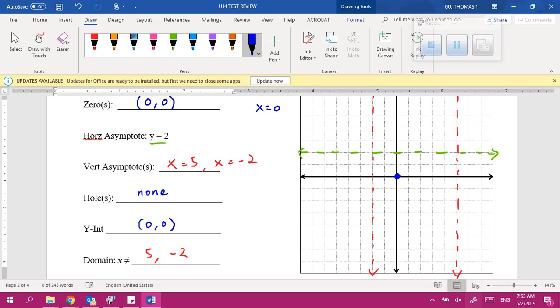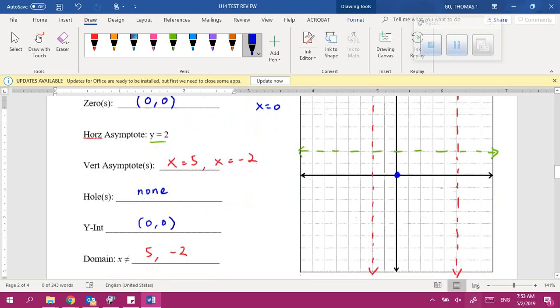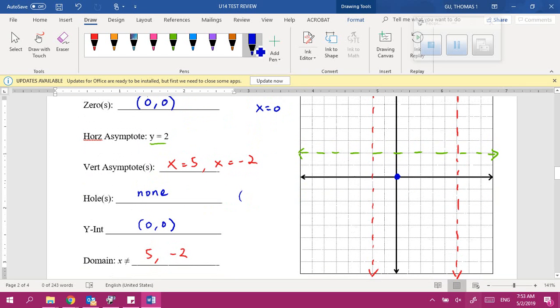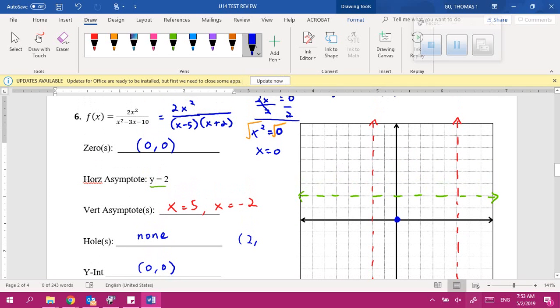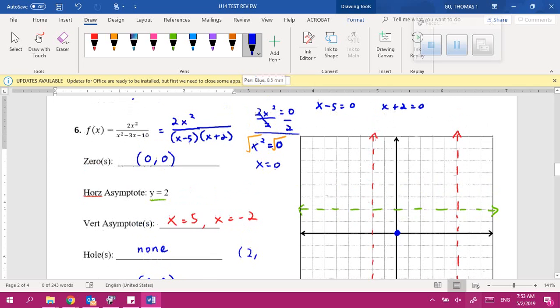2. So if we pick an x value of 2, that's telling me that I will use 2 as my x value, right? And then I need to find the y value for 2. So to find that, I'll take the 2 and plug it into this equation up here. Or the original equation works too. So I'll use the original equation.